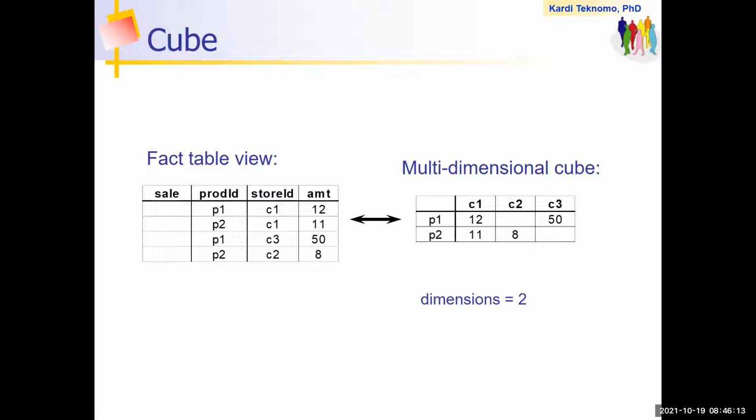In this case, P represents the product on the row, and C represents the store ID. And what is this number here? 1250 and so on. This is the amount. So if you look at this, the same fact table, you can also use it as a multi-dimensional cube. In this case, two-dimensional.